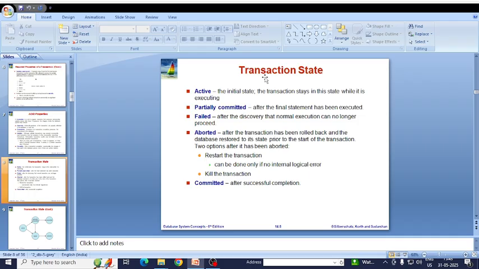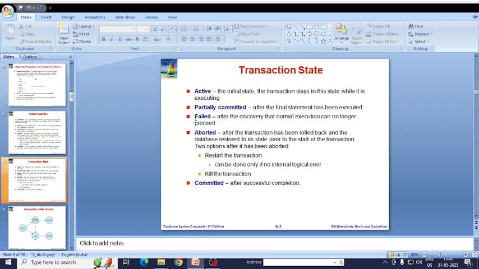Next is states of the transaction. Whenever a transaction starts, it has to enter into multiple states. The first state of the transaction is the active state. It is nothing but the initial state. The transaction stays in this state while it is executing. The next state the transaction goes to is partially committed. After the final statement of the transaction is executed, we can say that the transaction is in the partially committed state.